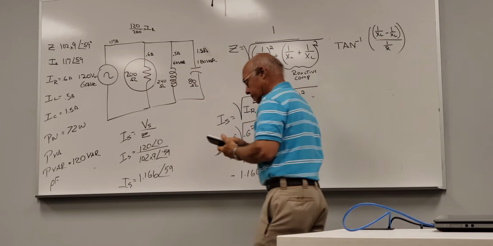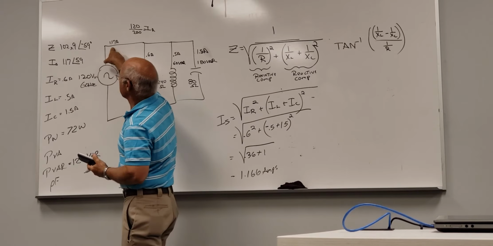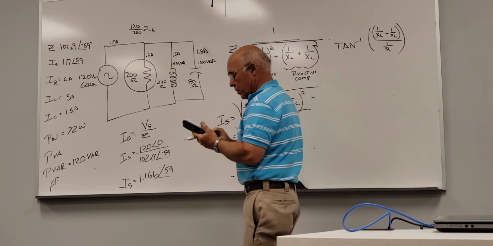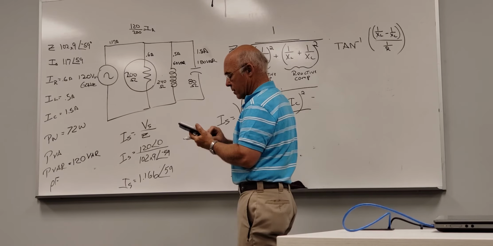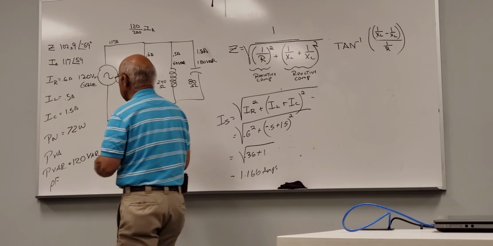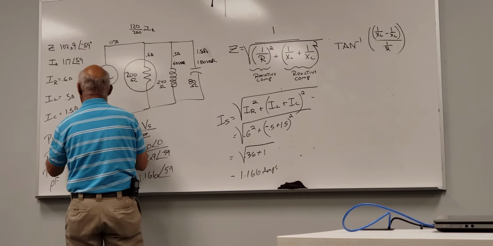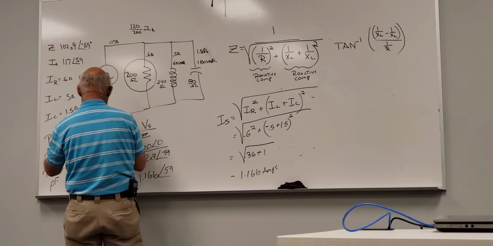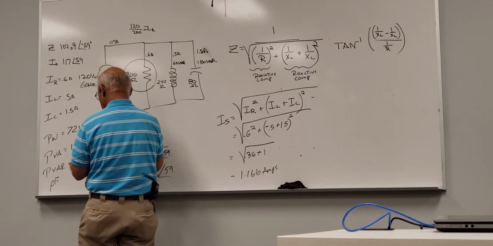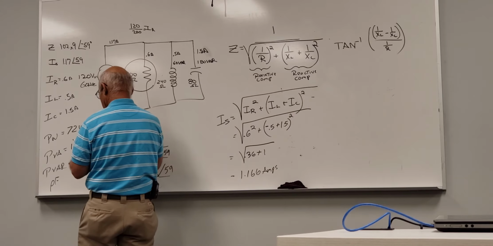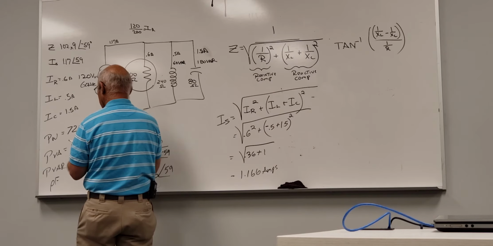The VA we already got, we just didn't know it. It's 120 times the current, 120 times 1.17, which is 140.